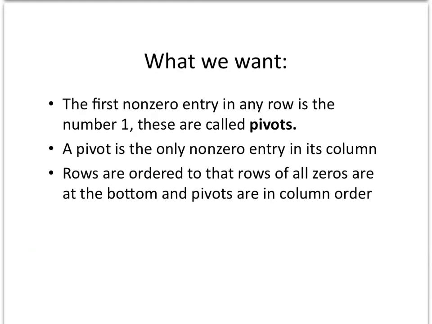What we're really looking to do here is get the first non-zero entry in every row to be the number 1. That's really important to us, that the first non-zero entry in every row is 1. This is called a pivot. We're going to use this word a lot in the future. A pivot is the only non-zero entry in its column, and rows are ordered to have any row that has all zeros on the bottom, and then they're ordered by their pivots.